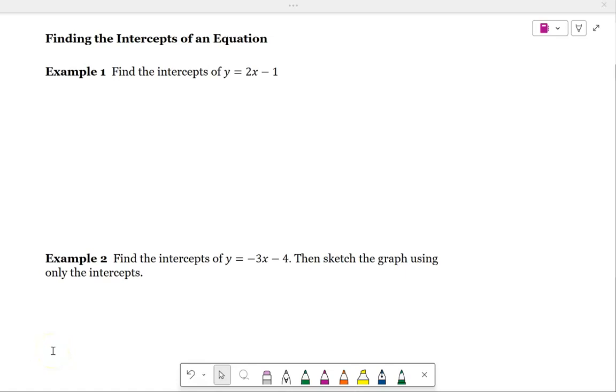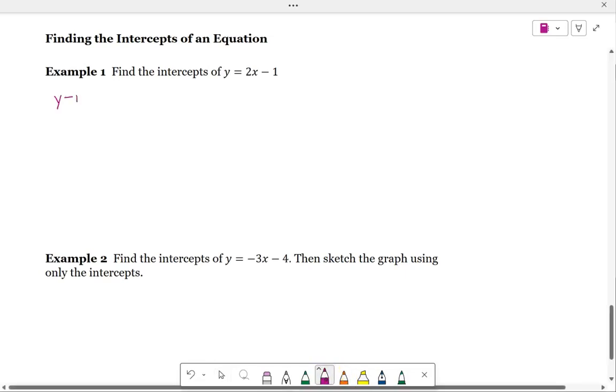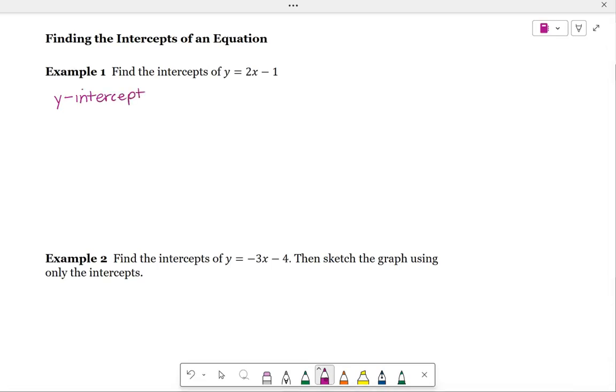Let's find the intercepts of an equation. To find the intercepts of an equation, we let the other variable equal 0. So let's start by finding the y-intercept for this equation. We're going to let x be equal to 0.